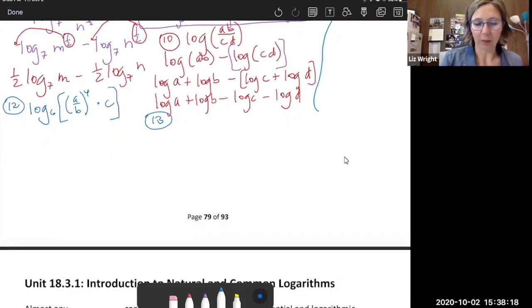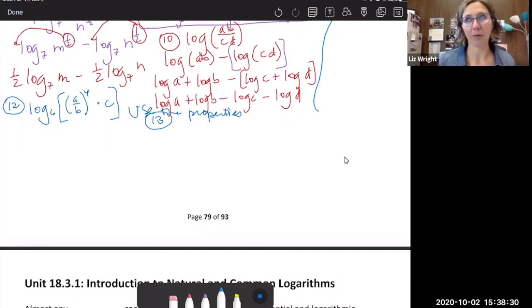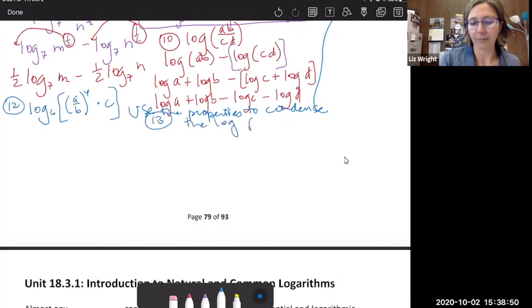Now the directions are use the properties not to expand. So what we've been doing is that we've been expanding our log functions using properties of logs. Use the properties now to condense them. And I don't really even know if you'd use the word condense in this case, but essentially we're putting it all back together, right? Use the properties to condense the log functions. That's my abbreviation for functions, FCNS.